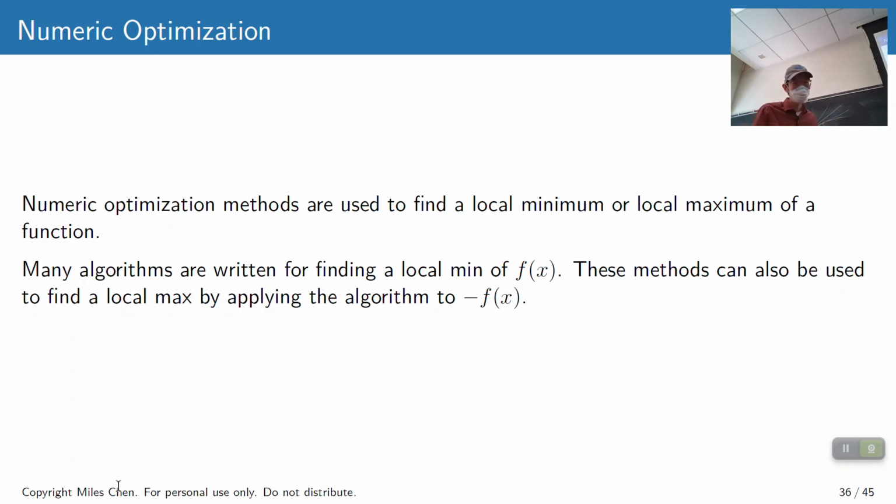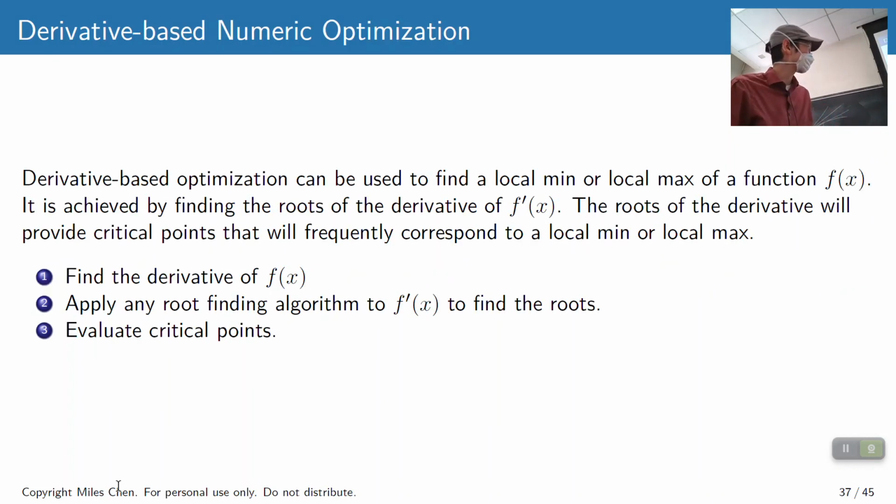Could be a saddle point, but that's what we're going to do. So basically, we have derivative-based optimization, and so if we wanted to find a local min or local max, step 1, find the derivative of f, and then step 2, apply a root finding method to the derivative. Okay, you find the roots of your derivative, and then you can now evaluate those critical points to figure out if you got a local min or local max, and that's it.